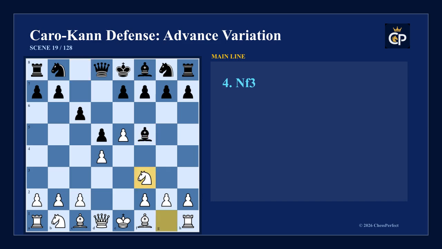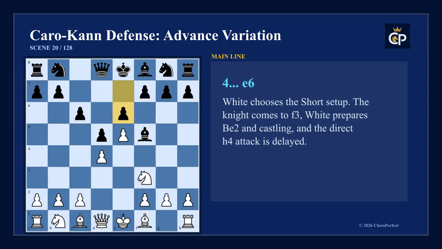Knight f3. e6. White chooses the Short setup. The knight comes to f3, White prepares b3 and castling, and the direct h4 attack is delayed.